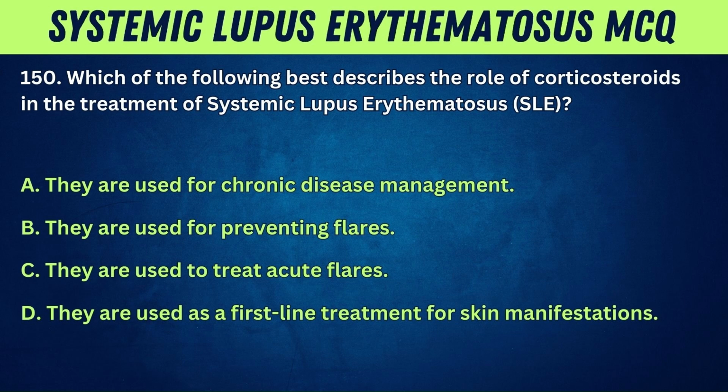150. Which of the following best describes the role of corticosteroids in the treatment of systemic lupus erythematosus, SLE?